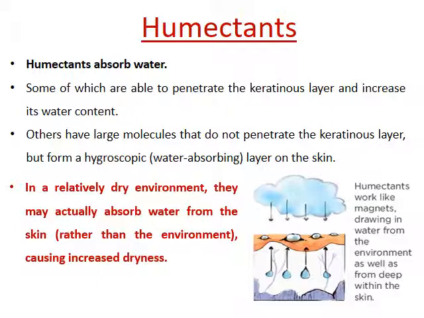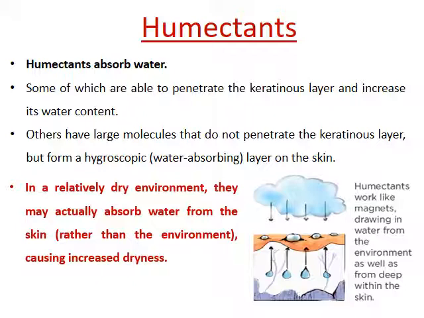We will talk about humectants. What are humectants? Humectants are a group of compounds that absorb water. They are water-loving components, or water-loving compounds. How does a humectant work? Some of the humectants can penetrate the keratinous layer, are entrapped inside the keratinous layer, and increase its water content by absorbing water either from the external or surrounding environment, or from deep skin tissues.